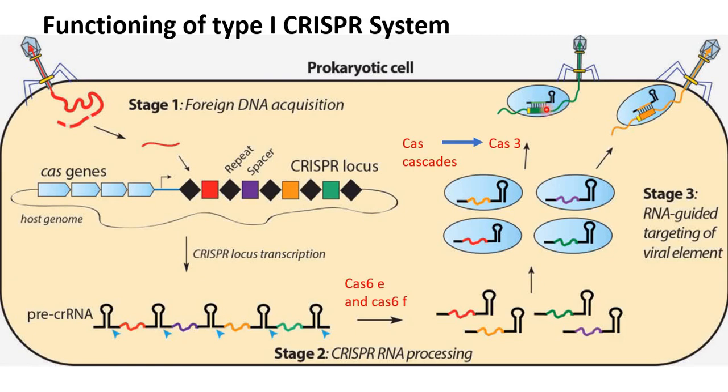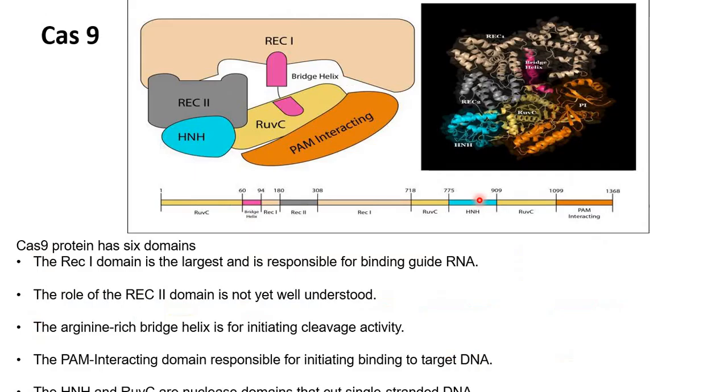So what will Cas9 do? Cas9 will interact with the PAM region, and Cas9 will interact with the guide. How will it do that? Because it has some domains. It has the PAM-interacting domain. It has the guide RNA binding domain. It has the nuclease activity domains, for example HNH and RuvC. So this is the whole structure of this.